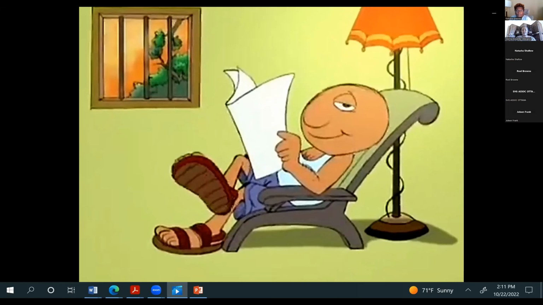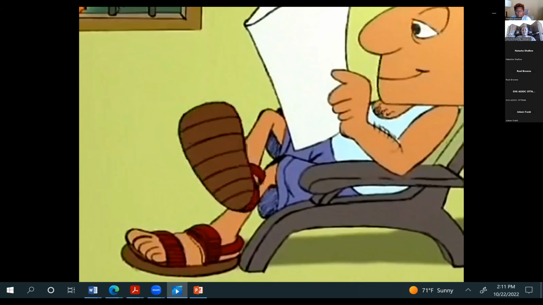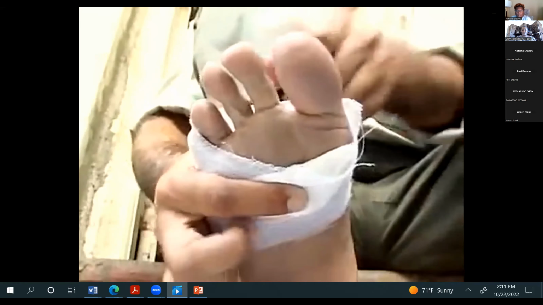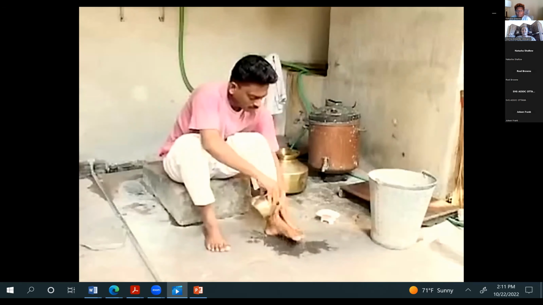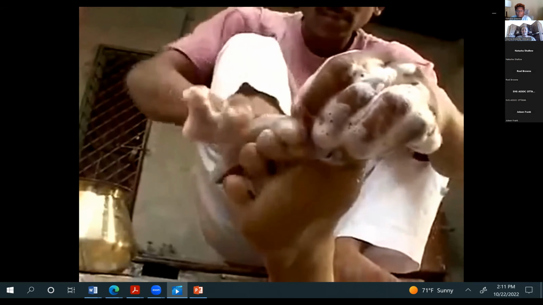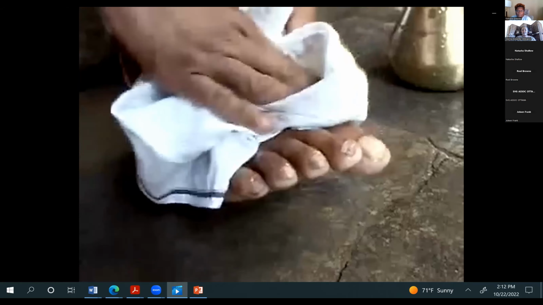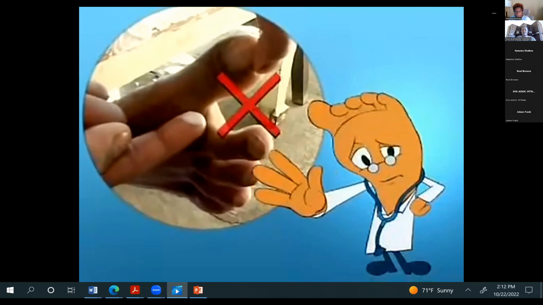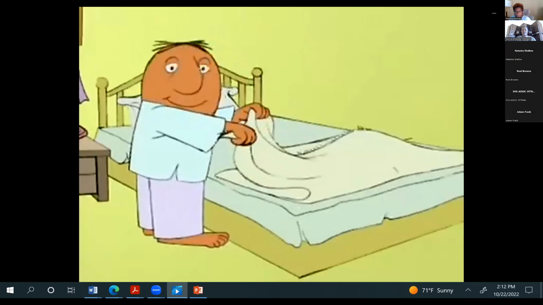Always protect your feet against injury by appropriate footwear. Keep wounds covered with clean dressing. Wash feet daily with soap and water. Take care to wash between the toes. Dry feet carefully, especially between the toes. Keep skin soft by using lotion on the top and bottom of your feet, but not between toes. Preferably, do this at bedtime.